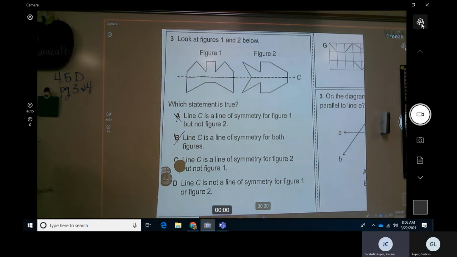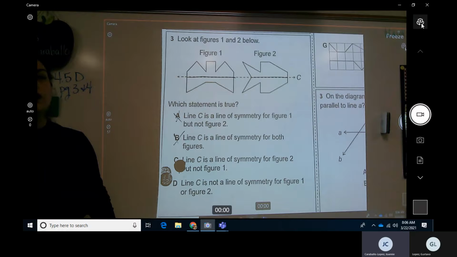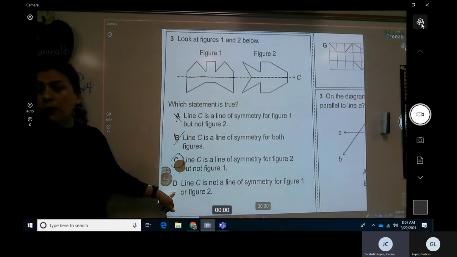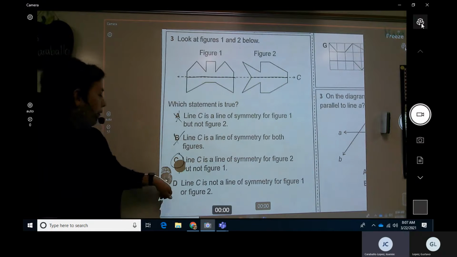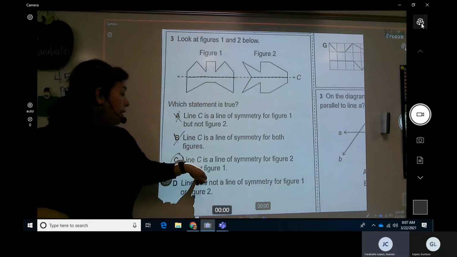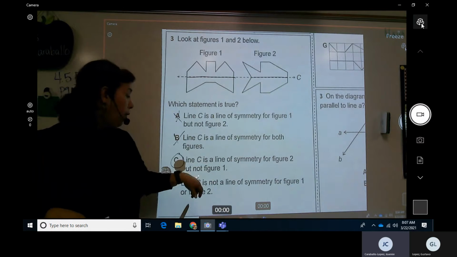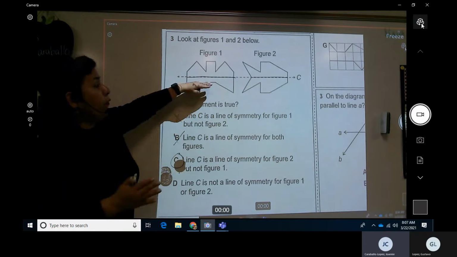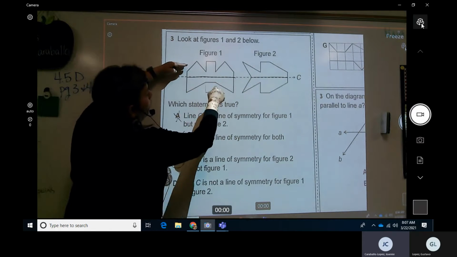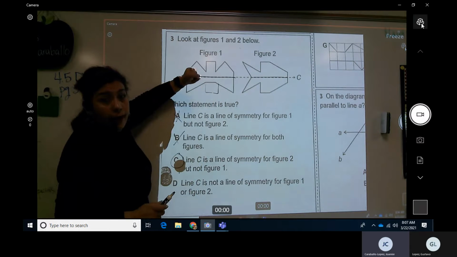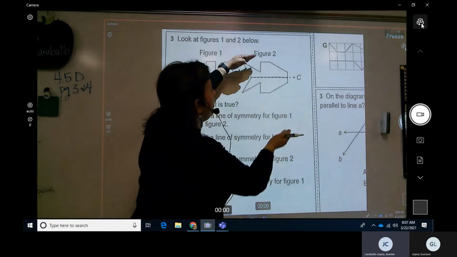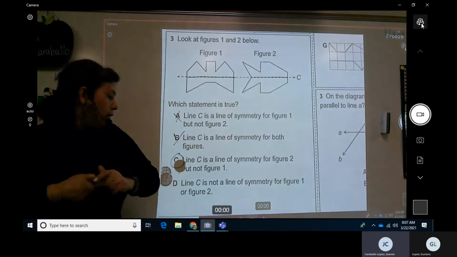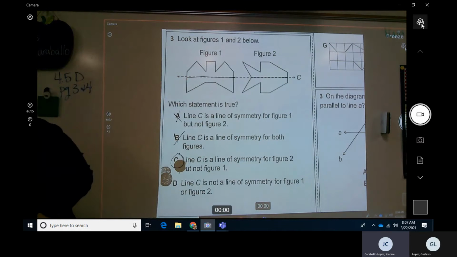Alrighty, so together, you're going to tell me what answer it is. 1, 2, 3. C. Excellent. So it is C, not D. Who said D? Did somebody say D? No. Perfect. So C says line C is a line of symmetry for figure 2, but not figure 1. Remember? We already figured out that if we were to fold this over, we would not have this part here, right? But if we were to fold this over, it would be perfect. Okay, so let's move on to the next one.